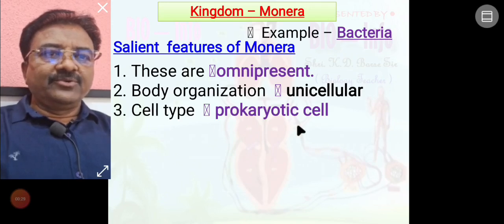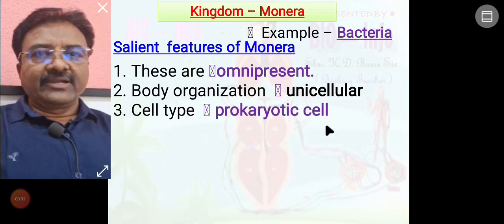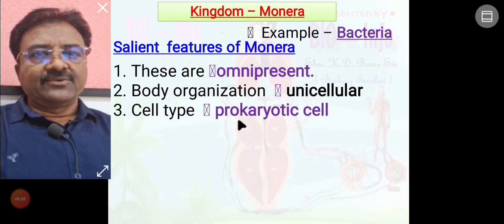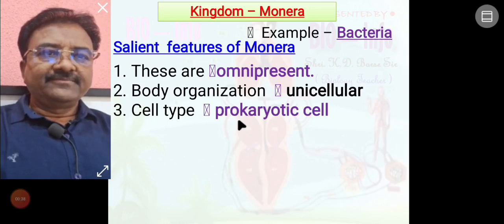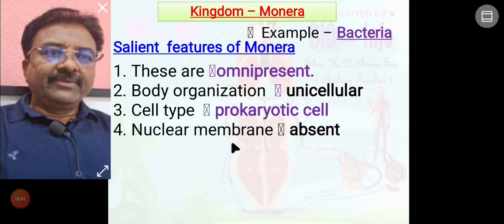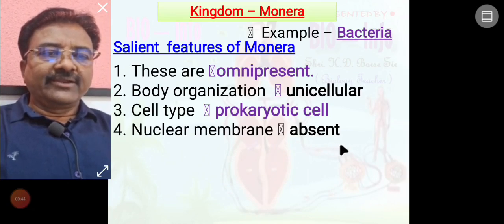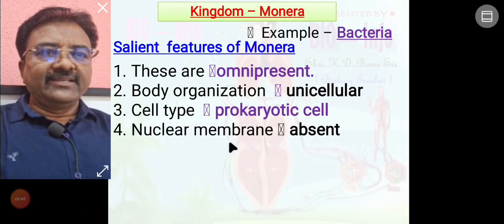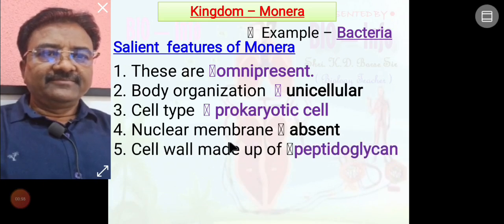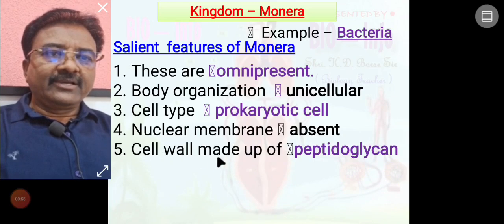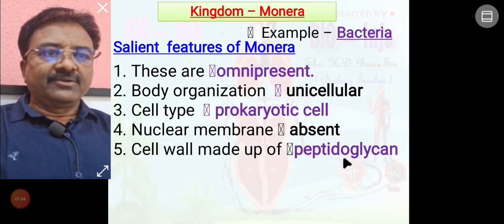Its cell is a prokaryotic cell, means all Monera organisms are made of prokaryotic cells, so we call them prokaryotes. Nuclear membrane is absent, no doubt, in a prokaryotic cell; a well-organized nucleus is absent, so nuclear membrane is absent in Monera organisms. Cell wall is made up of a chemical substance known as peptidoglycan. It is also one of the most important characteristic features. Cell wall made up of peptidoglycan.